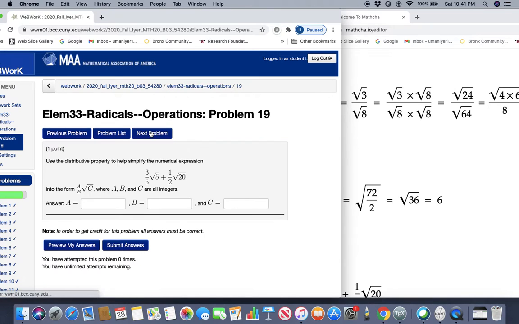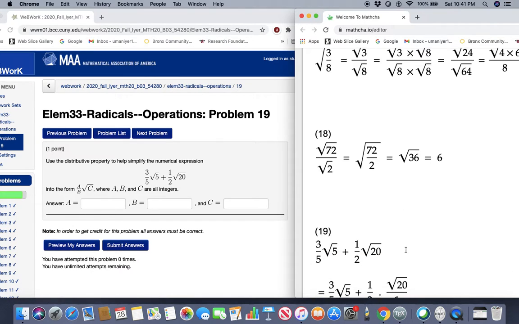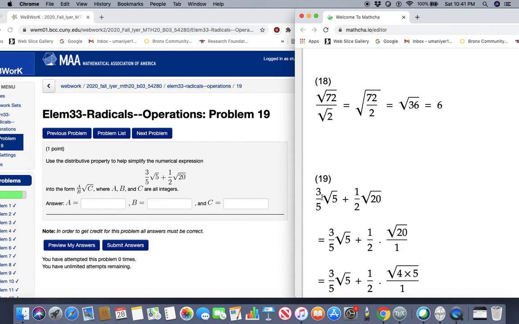Next. 3 over 5 square root 5 plus 1 over 2 square root 20. Okay. So 3 over 5 square root 5 plus 1 over 2 square root 20. 3 over 5 square root 5 plus 1 over 2 times square root 20. Square root 20 is square root 4 times 5.